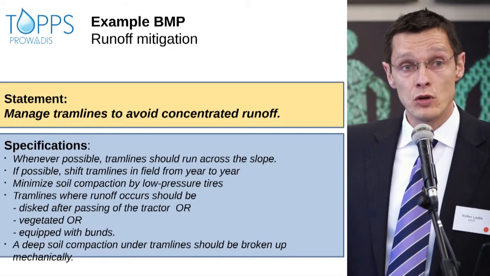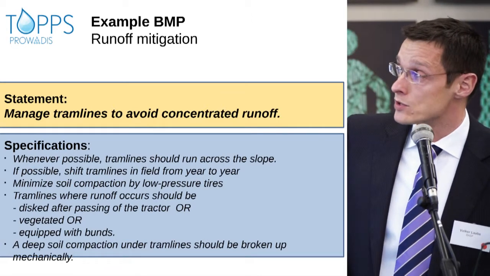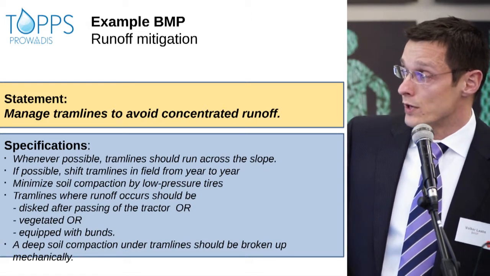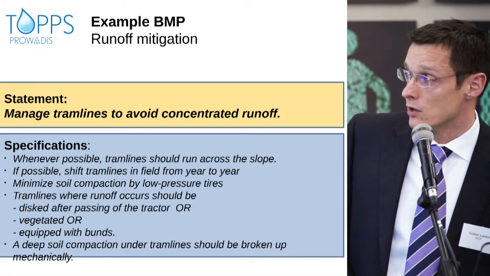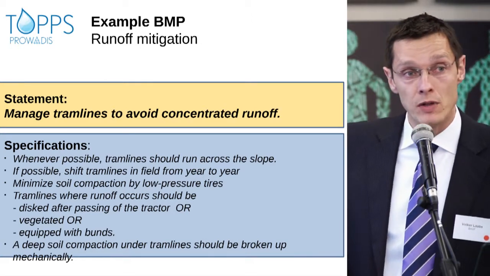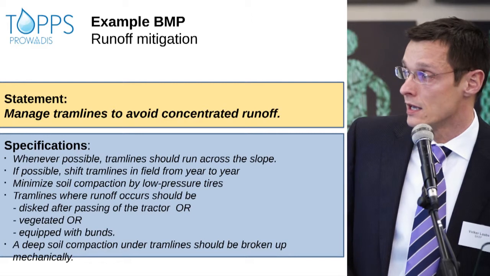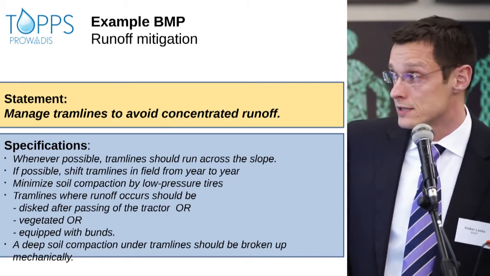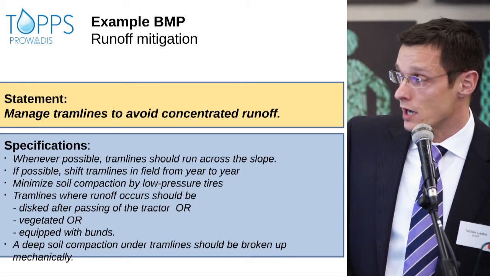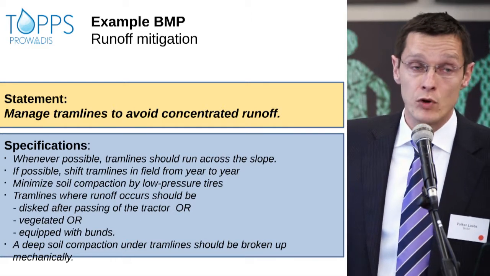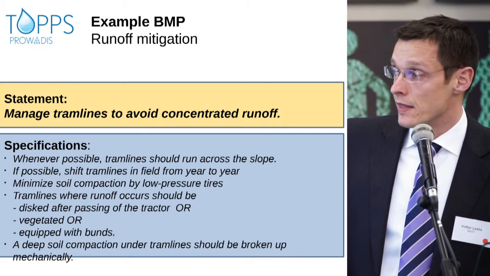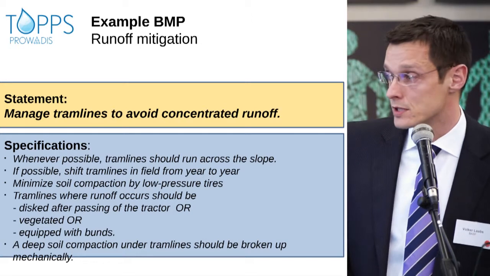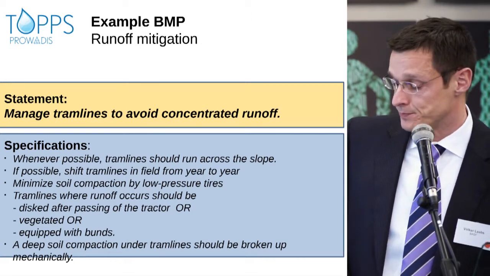Just an example of how this could look: a statement like "manage tramlines to avoid concentrated runoff," and then you have in the specifications what to do, how to do it. So, for example, position the tramlines whenever possible across the slope, not downslope. If possible, shift the tramlines to avoid compaction in these areas. Also use all kinds of means to avoid compaction by driving over these tramlines too often, like low pressure tires. And of course, if you already have concentrated flow issues and you can't shift the tramlines, then at least disc them after passing the tractor, making a rough surface, vegetate them if possible, that's not always possible of course, or equip them with bunds.